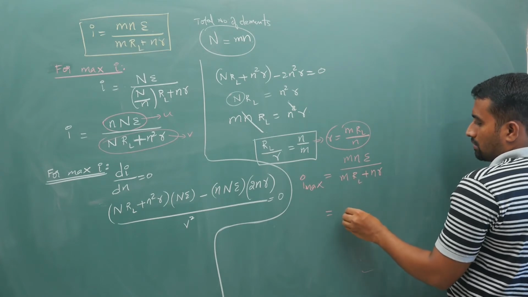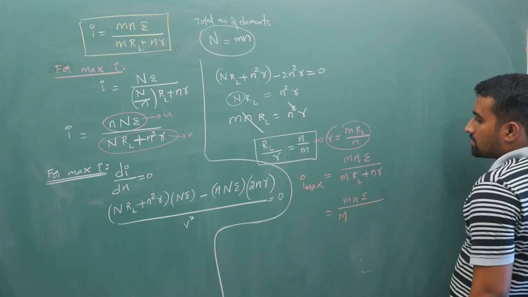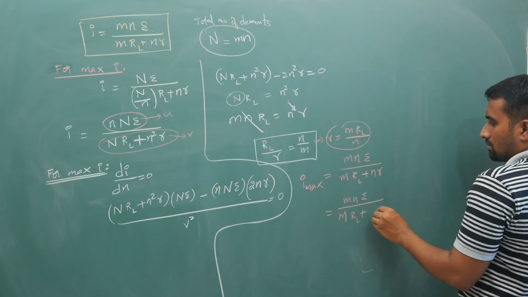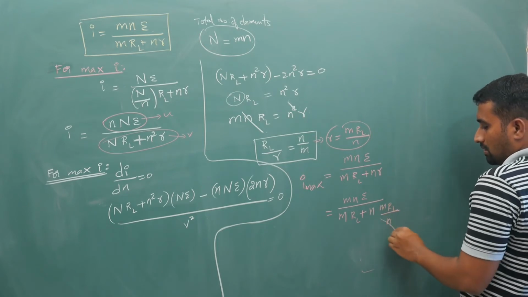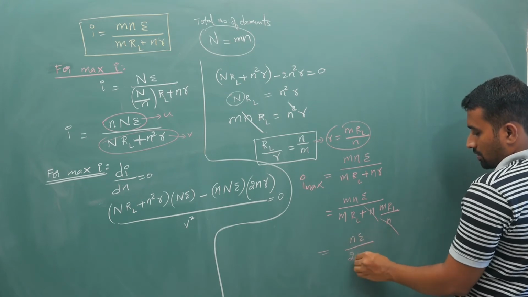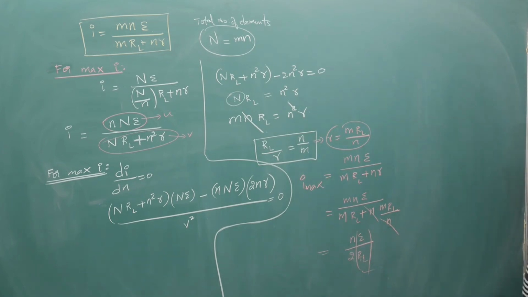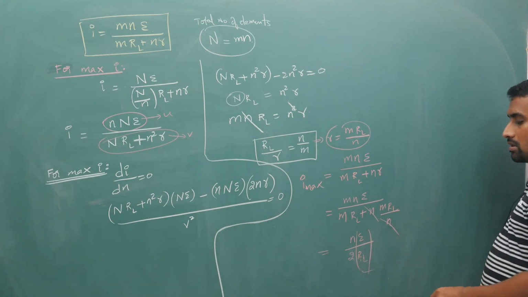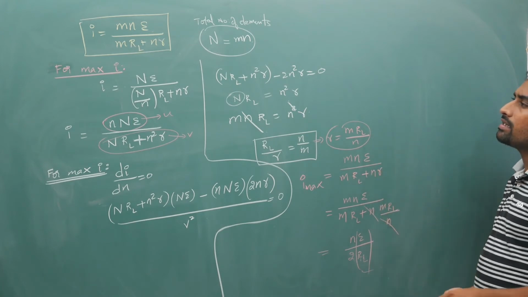m into n into E by m times RL plus small n into R. Small n into R is m times RL by n. N will cancel off, m will go off. Ne by 2R is what you are going to get, n times E by 2RL. M also will go off, you are going to get 2mRL. So Ne by 2RL. This is your maximum current. In terms of internal resistance, if you want, you can substitute accordingly and get the result.